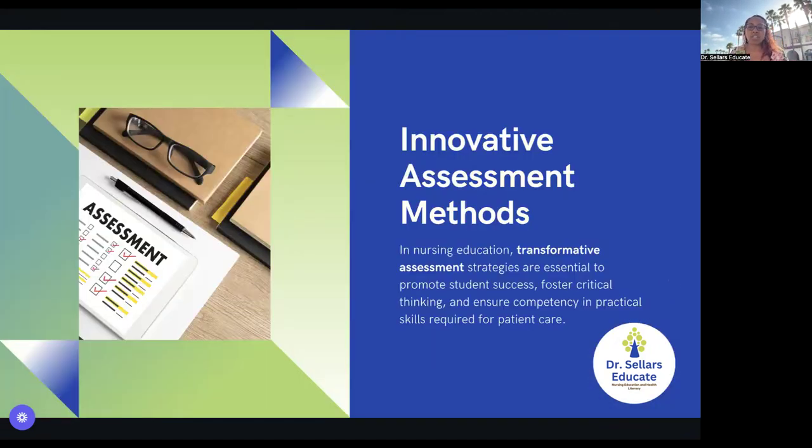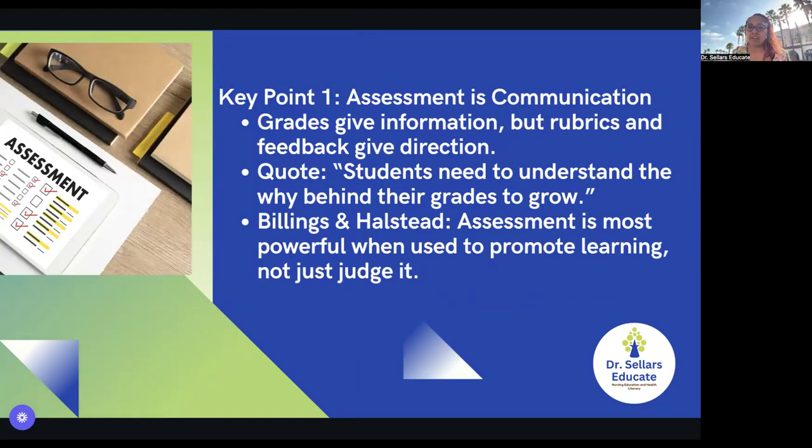In nursing education, a transformative assessment strategy is going to help us validate whether or not students have comprehended the concepts and help us validate that students are competent in the specific areas. Okay, so key point number 1, assessment is communication.